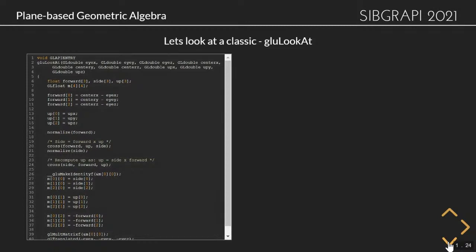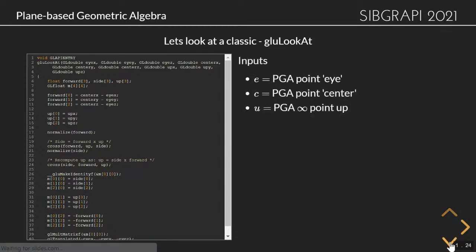So we are looking at gluLookAt, which is a function that moves a reference frame to a new frame, and the new frame is defined by a new camera position, a new lookat target, and a new up vector. When we want to do this in PGA, we can start by just assuming the same inputs. So we will call E the eye point, that's the point that you are looking at. It's a Euclidean point, an actual point in the plane. We will call C the center, that's the point we want the camera to sit at. And we will call U the up vector.